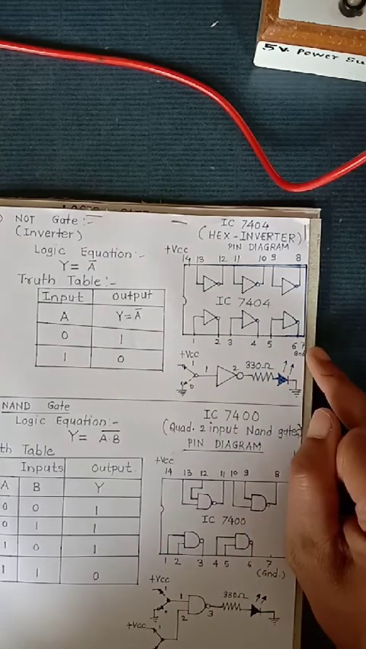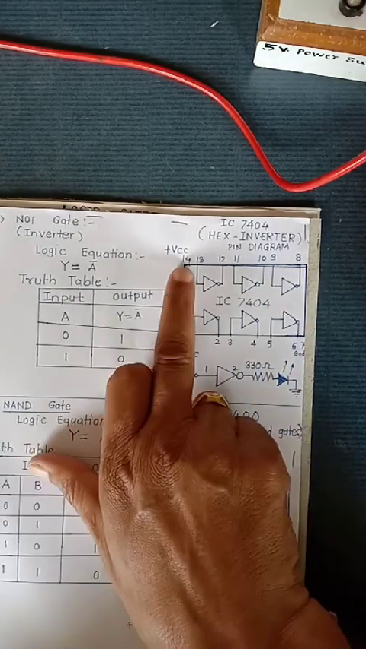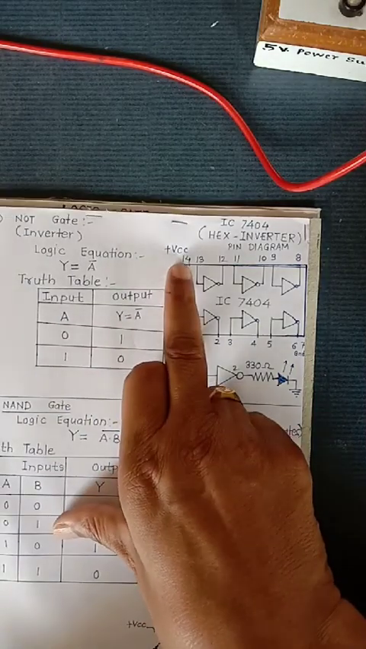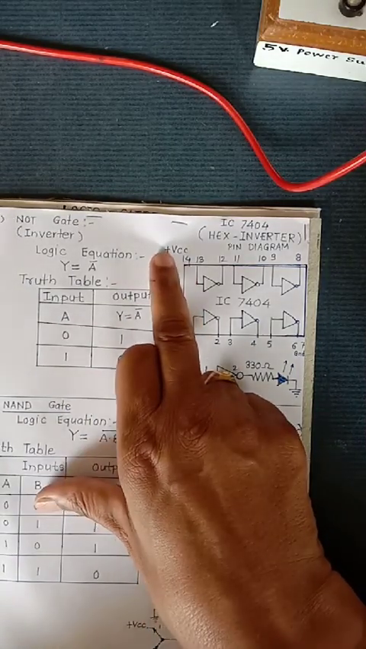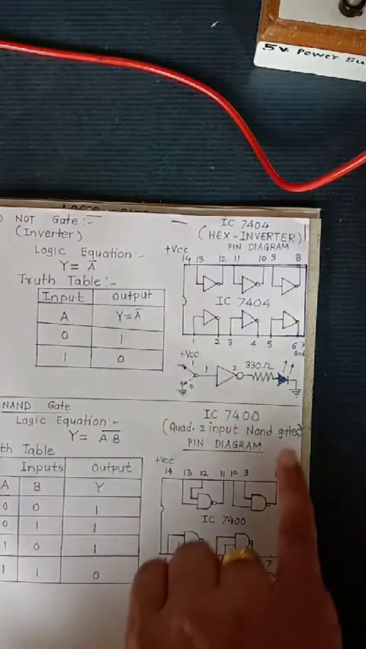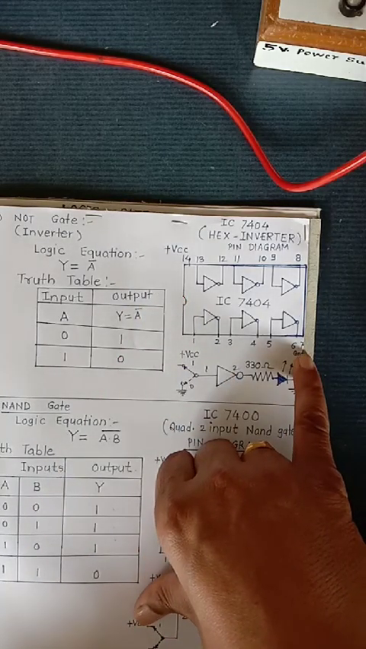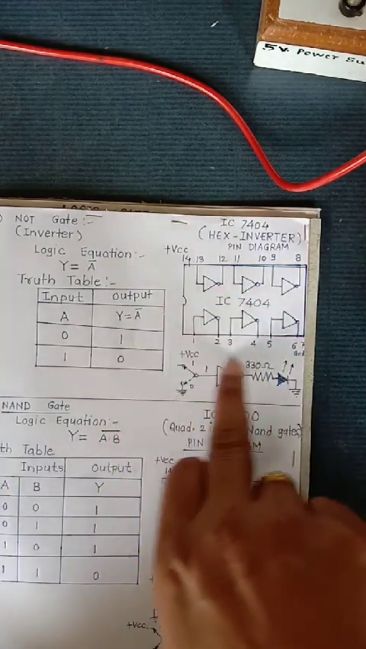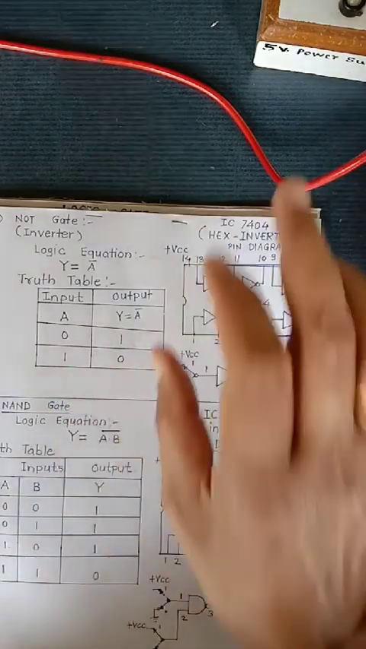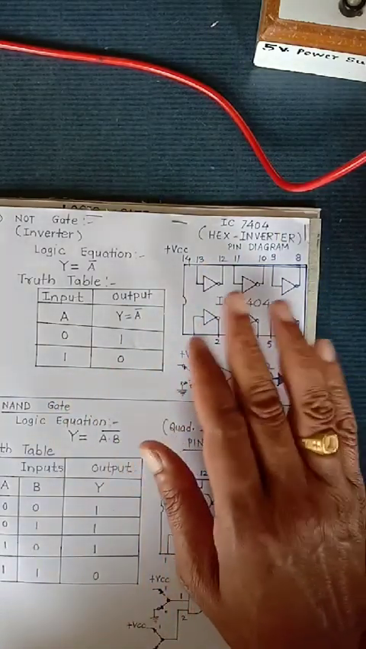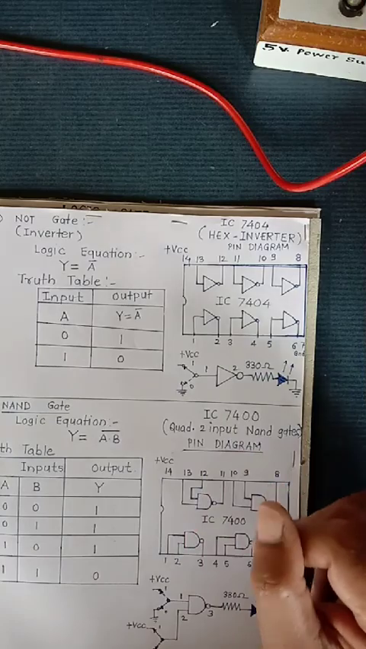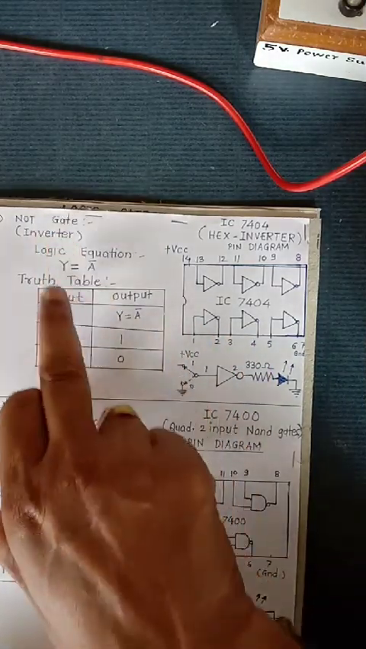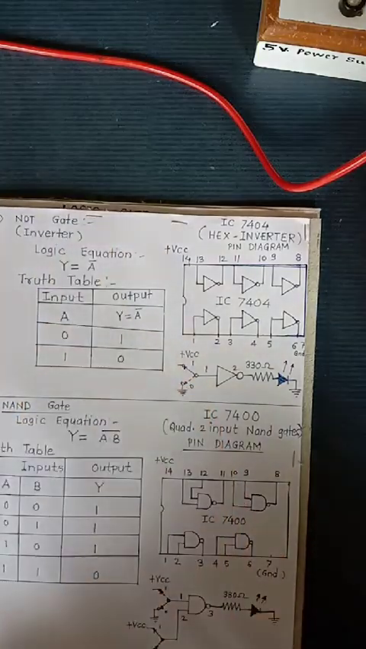Pin number 7 is for ground and pin number 14 is for plus VCC. That is, pin number 14 is connected to the positive of the 5 volt DC supply, and pin number 7 to the negative terminal of the 5 volt DC power supply. Okay. So out of these 6 NOT gates, you can select any one. See the logic equation for the NOT gate or inverter. The NOT gate is also called an inverter.